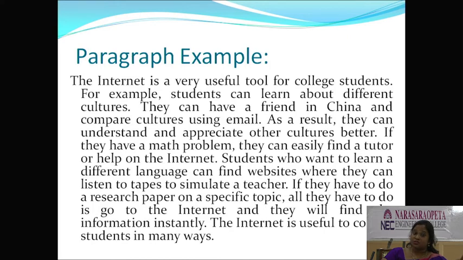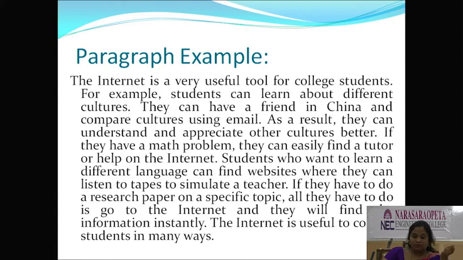And today's students, how are we using the internet? Are we using the internet for a better purpose or are we using the internet for a negative purpose? So, if you want to find a teacher, you can learn through the internet, you can find a tutor through the internet. Students who want to learn a different language can find websites where they can listen to tapes to simulate their teacher.